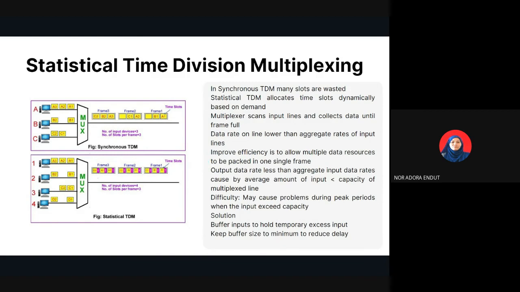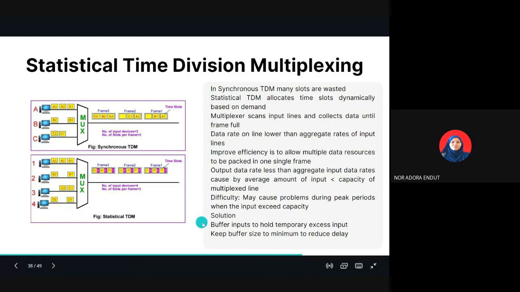Cuma bila kita kata the link ni, the capacity can be less than the multiples of the sources, it may cause problems during peak periods. Masa tak busy, okey lah kan. Ada orang yang tak hantar, so kita gunalah time slot ni. Tetapi kalau tiba-tiba semua orang ada data nak hantar, then it will cause congestion.